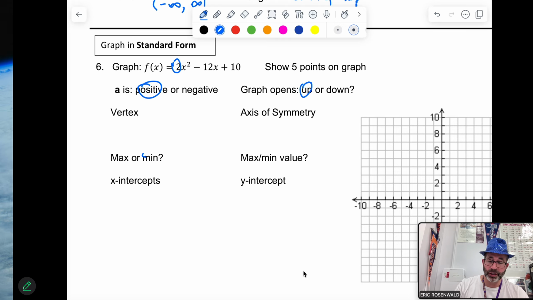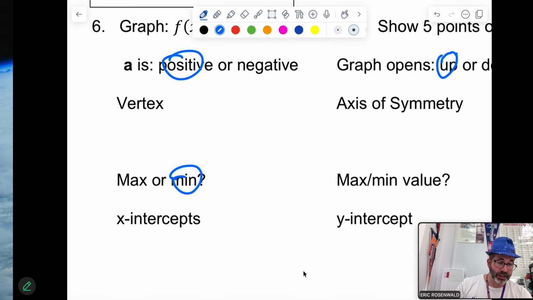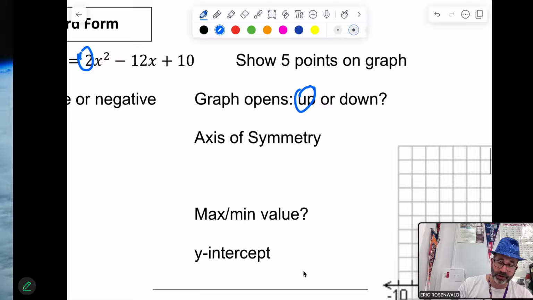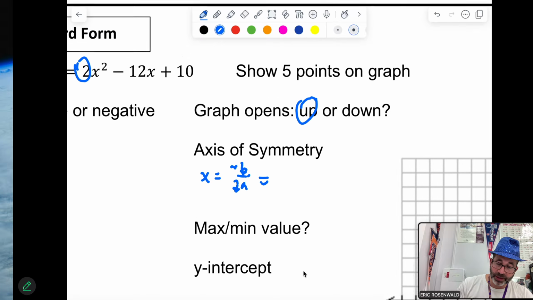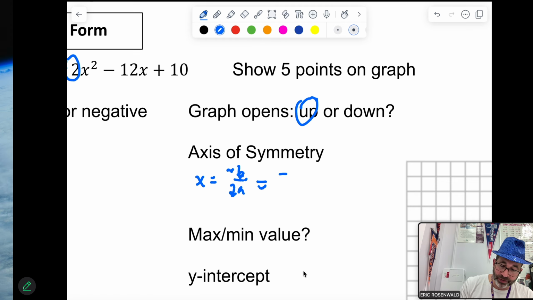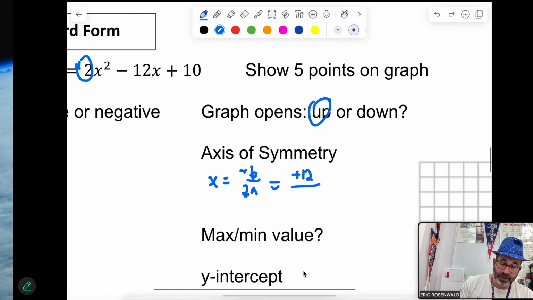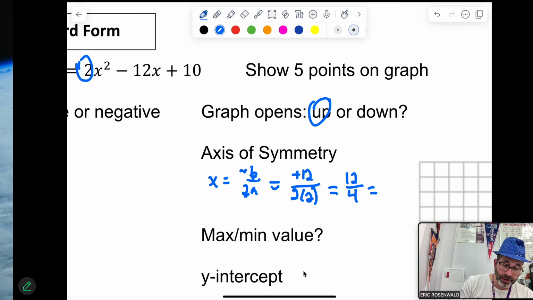However, we do know that the vertex is going to be a minimum because it's at the bottom of the curve, right? To find our vertex, let's first find the axis of symmetry. So that means we have x equals -b over 2a. The opposite of my b is going to be positive 12, because my b is a negative 12. We're going to take the opposite, so that's a positive 12. 2 times a is 2 times 2. So we're going to have 12 divided by 4, which is 3.